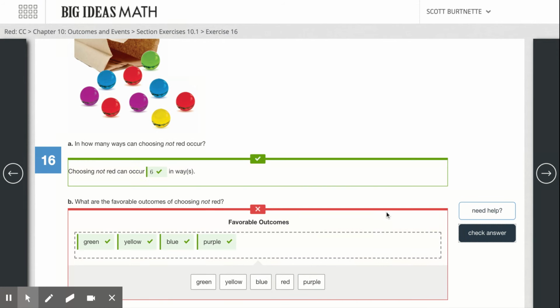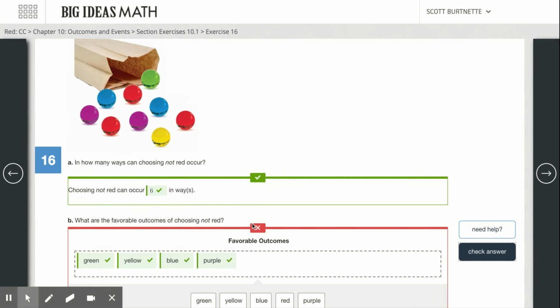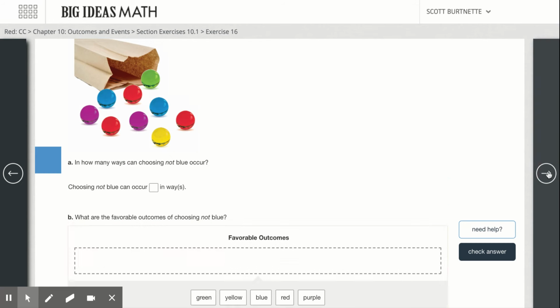Okay, we're going to check our answers. I'm not sure why it's giving me that X there. I have all the right answers here, so these would be the correct answers, even though it's showing that red X there for some reason.